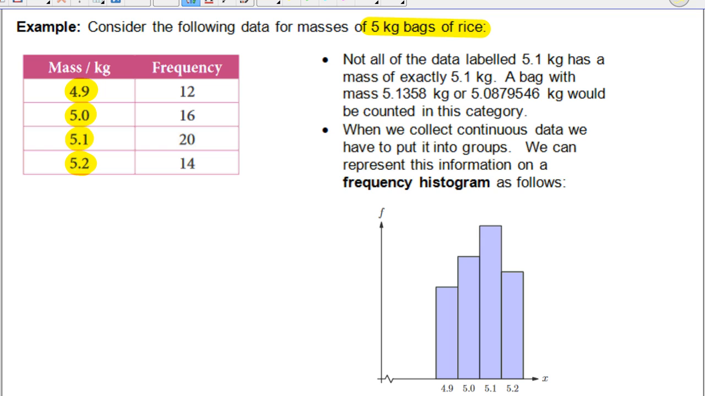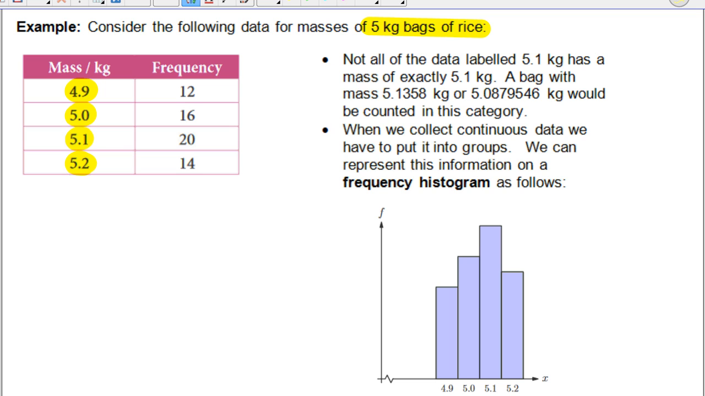So the important thing here that you have to know is this. Not all data labeled 5 kilogram has a mass of exactly 5 kilogram. This depends on the instrument that you're using to measure. A bag with a mass of 5.1358 or 5.0879 will be counted in this category, because if you round off that figure to one decimal place, you'll end up with 5.1. So when you collect continuous data, we have to put it in groups to end up with grouped data.